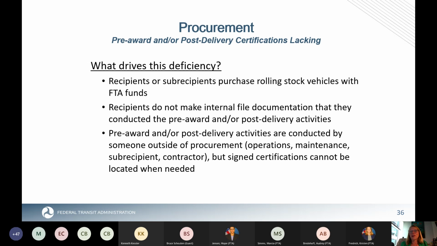And the third is that somebody outside the procurement office may have done these operations, and maybe the signed certifications are out there somewhere, but they can't be located. This is quite common in post-delivery.